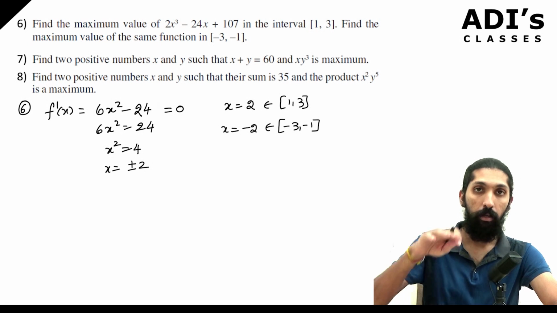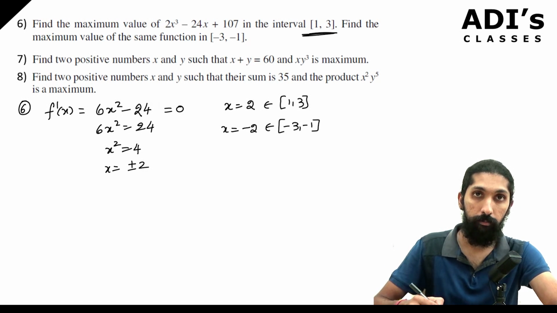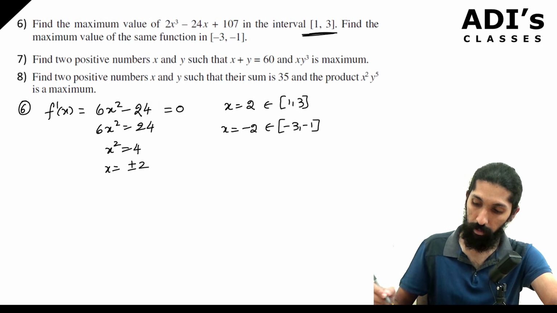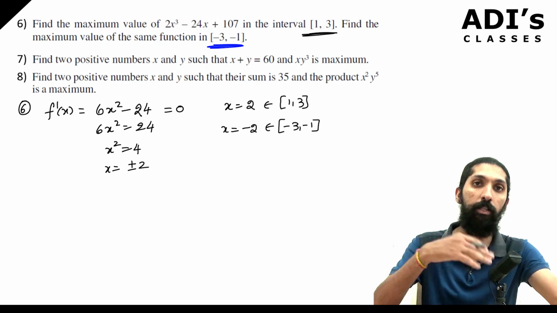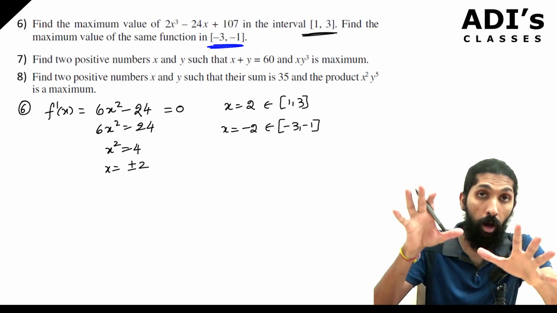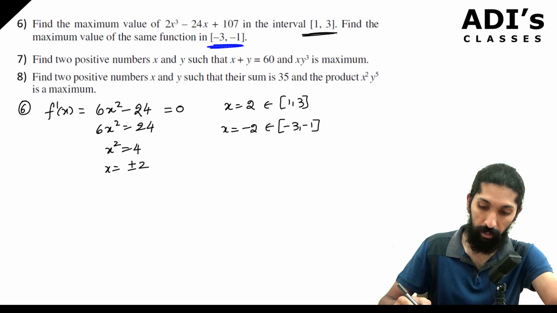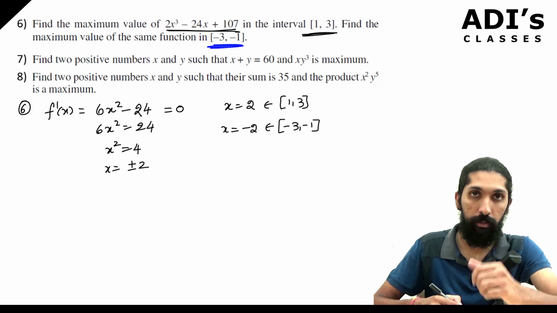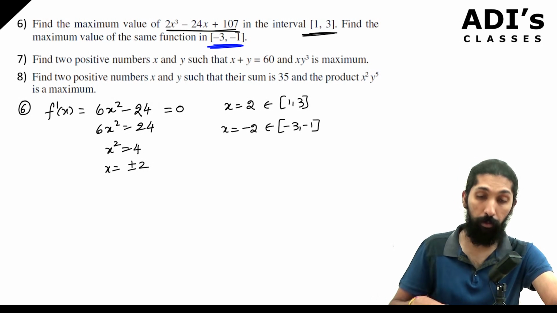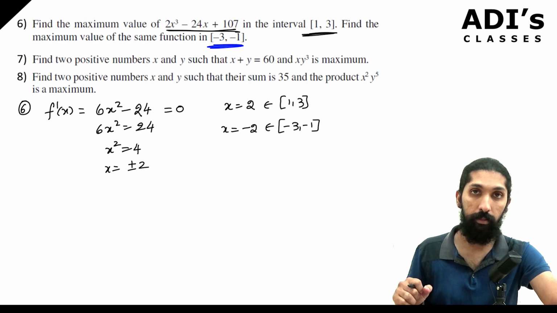Isn't it? So what do we do? First, we are going to take this 1 comma 3 interval. Next, we are going to take this -3 comma -1 as the interval. Then we'll check the maximum values. How do you check the maximum values? You're going to take the value of x and substitute in this f of x equation, isn't it? So this is the whole process of how we are going to solve this one. Fine. Let's do the math now.